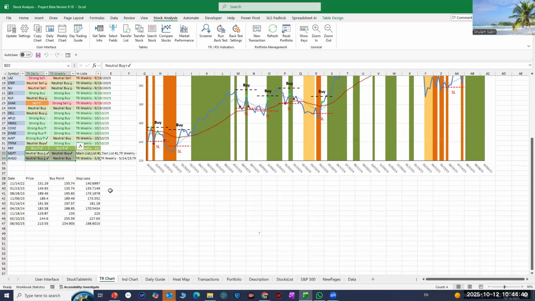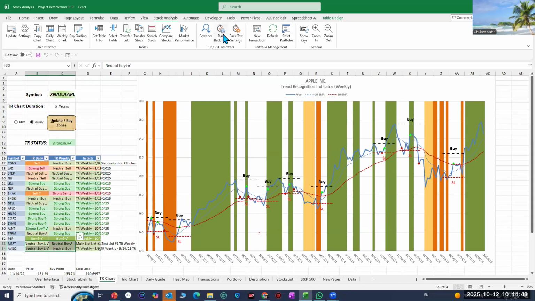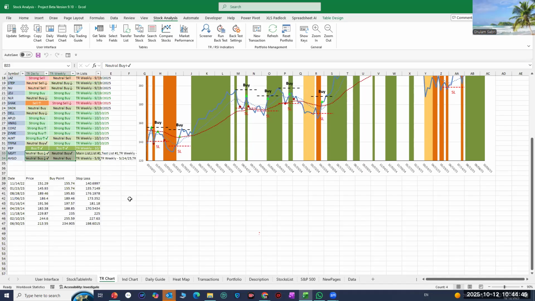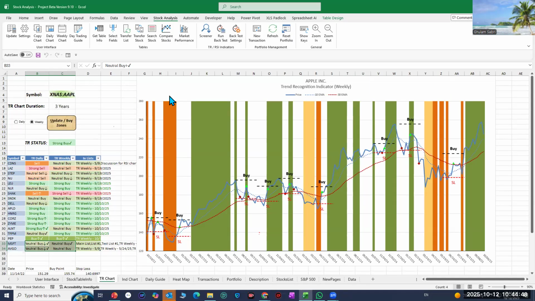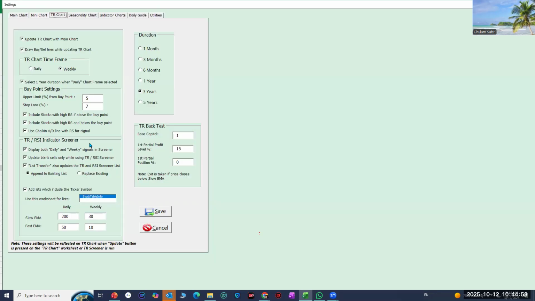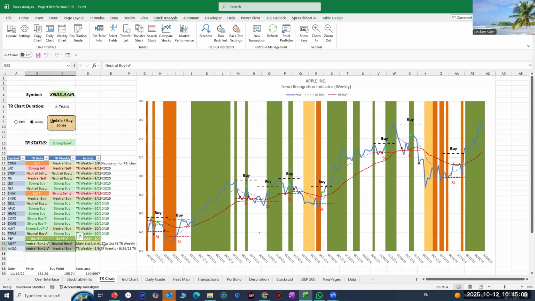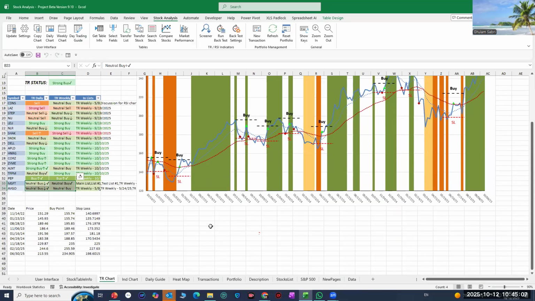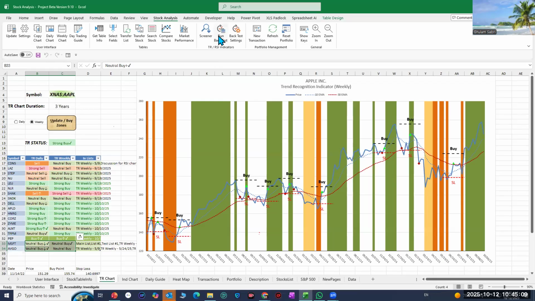Now, what it does, it has a backtest strategy as well. For example, if I run the backtest here, based on those settings, the 7% loss and 5% buy point, and based on these EMAs, where do you want your pullback or exit strategy to be taken? Based on that, you can make different scenarios and run the backtest according to your configuration. I hope that I answered that question.